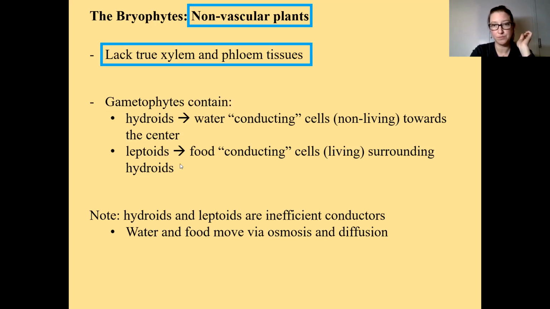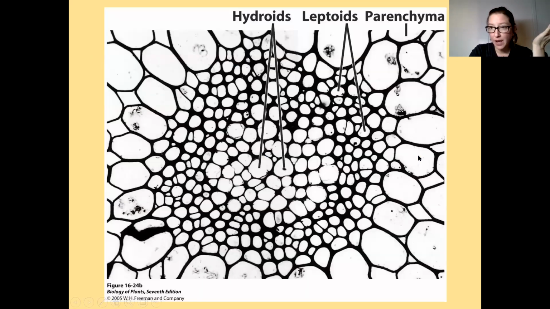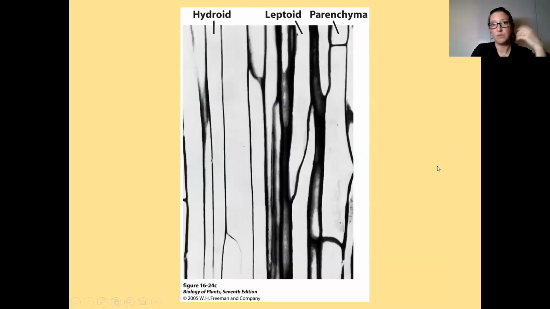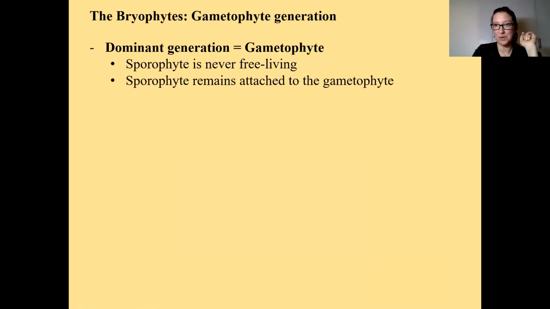It's just showing you that. The hydroids, or the water conducting cells, are the larger cells toward the center, whereas the leptoids surround that, right? So all of these littler cells are the leptoids. Okay, this is just them from a different view. Don't worry too much about them right now.